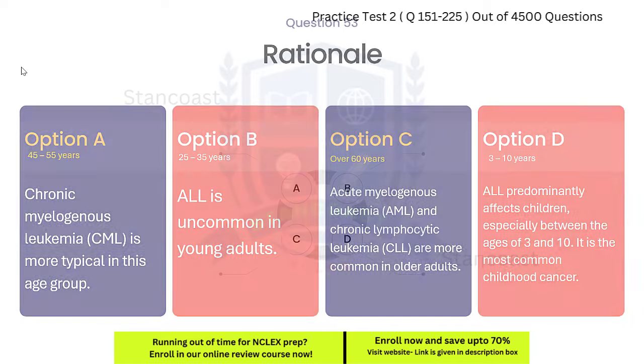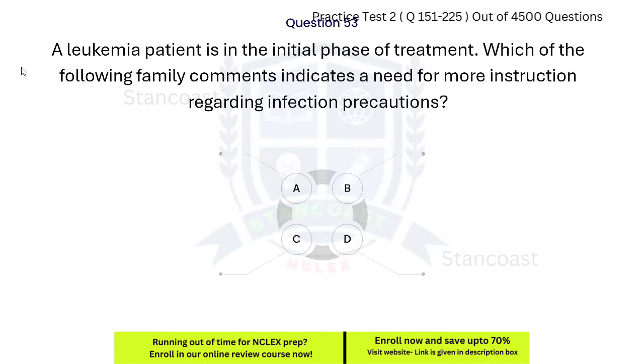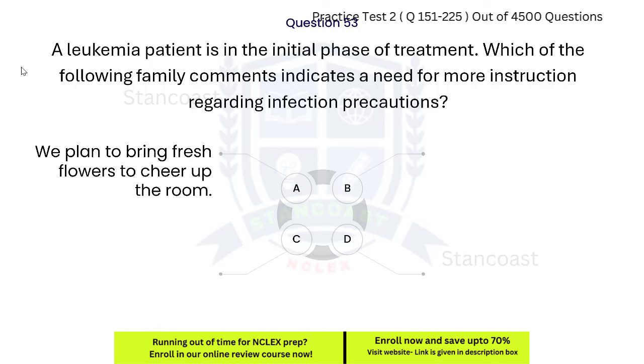Let's move on. A leukemia patient is in the initial phase of treatment. Which of the following family comments indicates a need for more instruction regarding infection precautions? A. We plan to bring fresh flowers to cheer up the room.